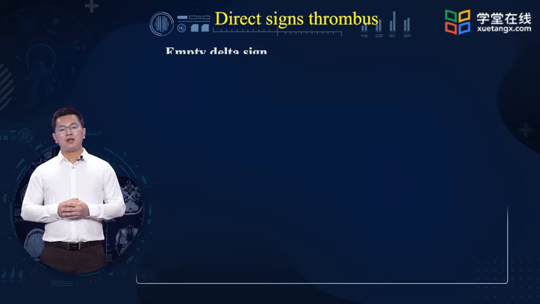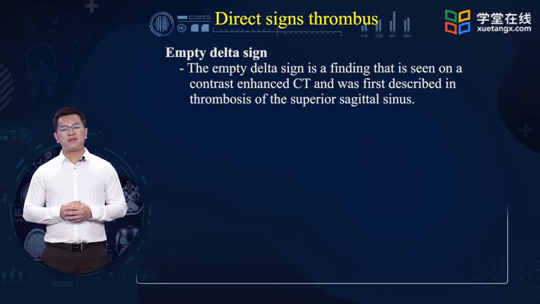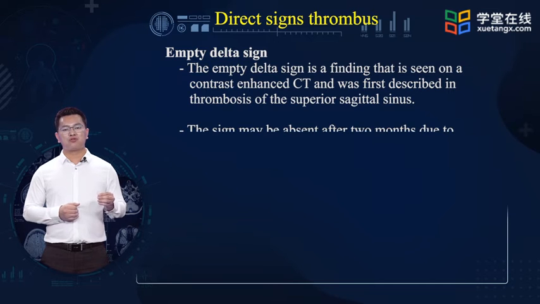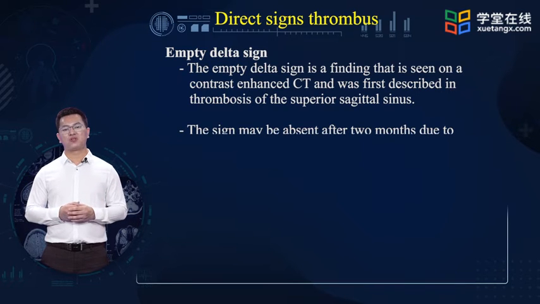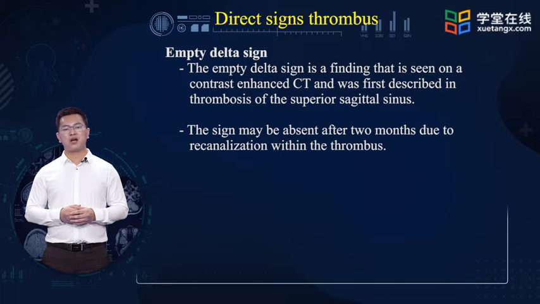The empty delta sign is a finding that is seen on a contrast-enhanced CT and was first described in thrombosis of the superior sagittal sinus. The sign consists of a triangular area of enhancement with a relatively low attenuating center, which is the thrombosed sinus.